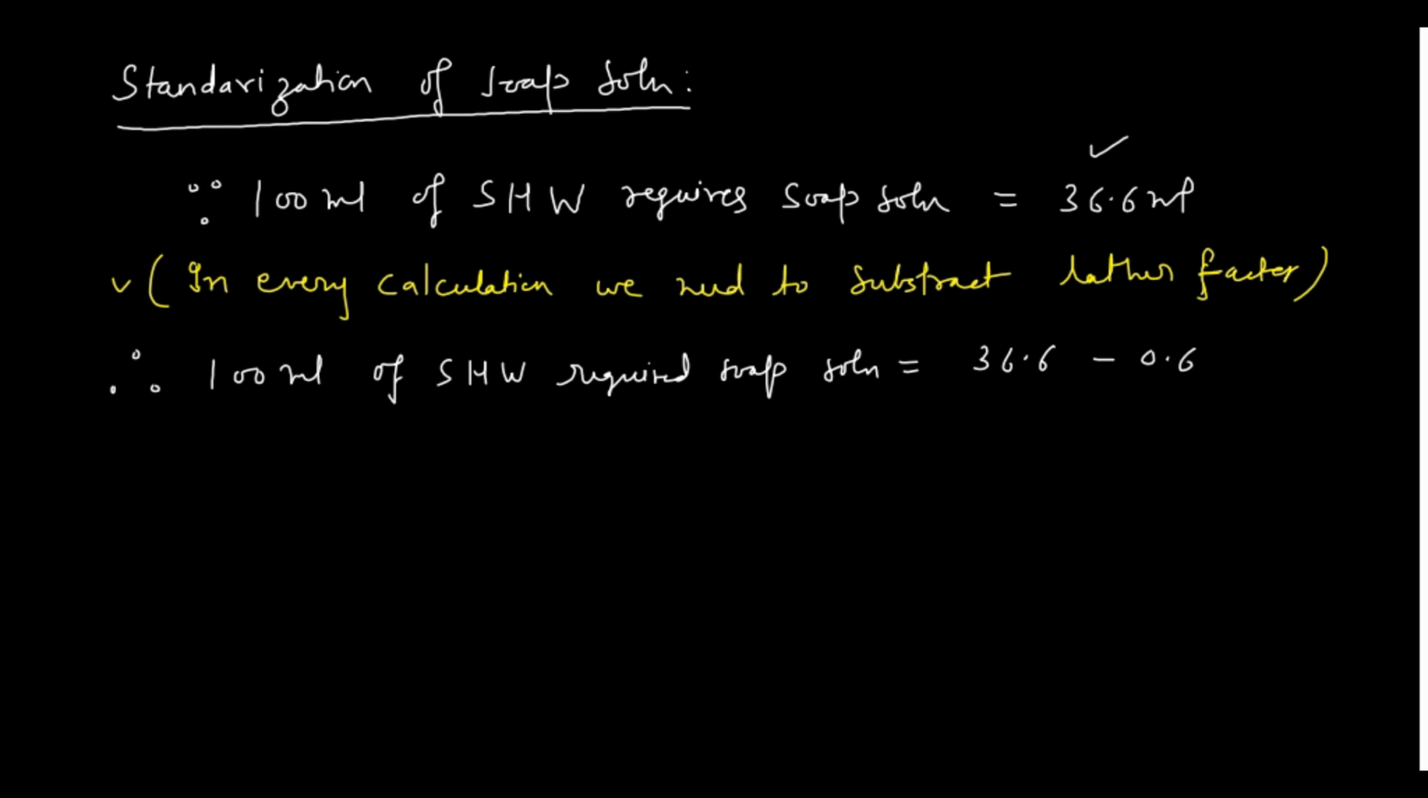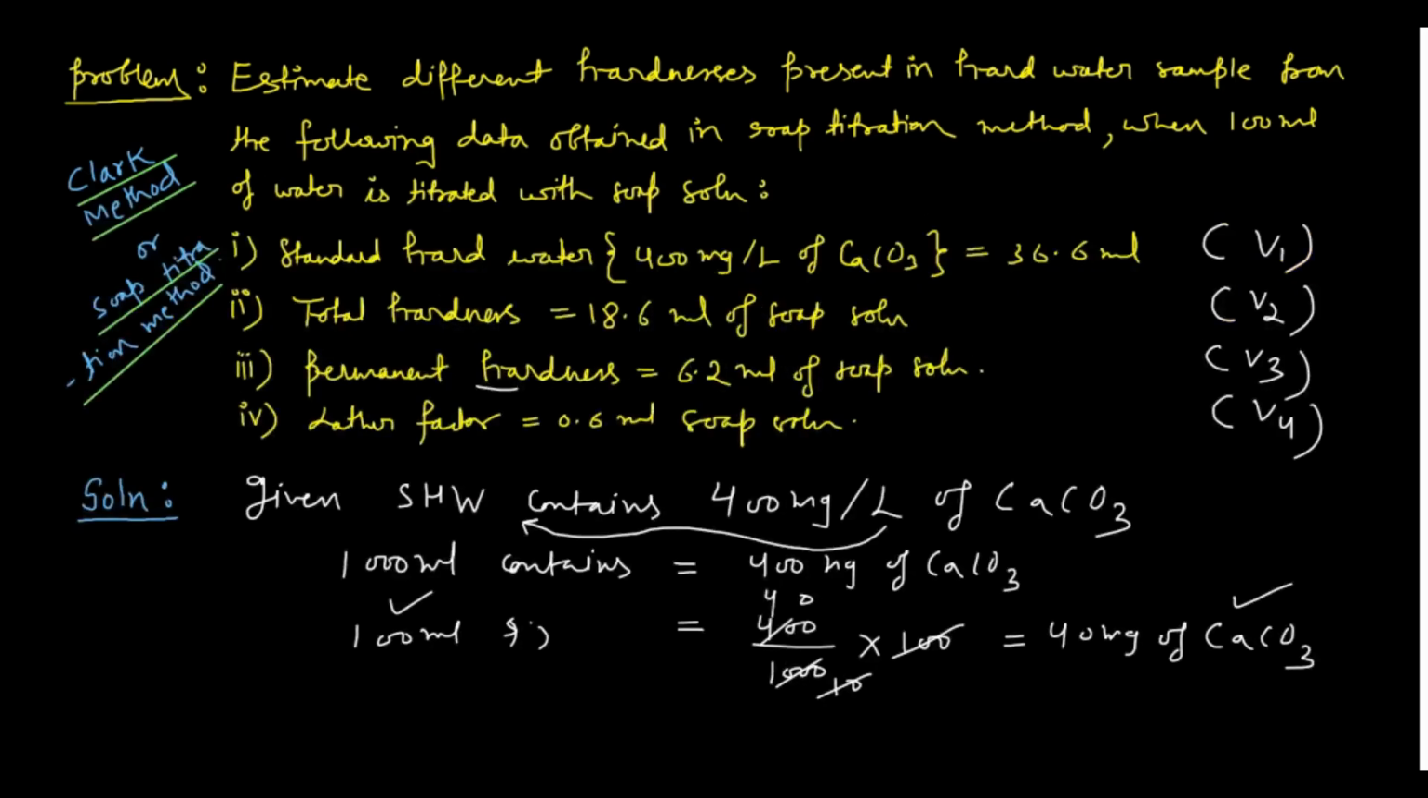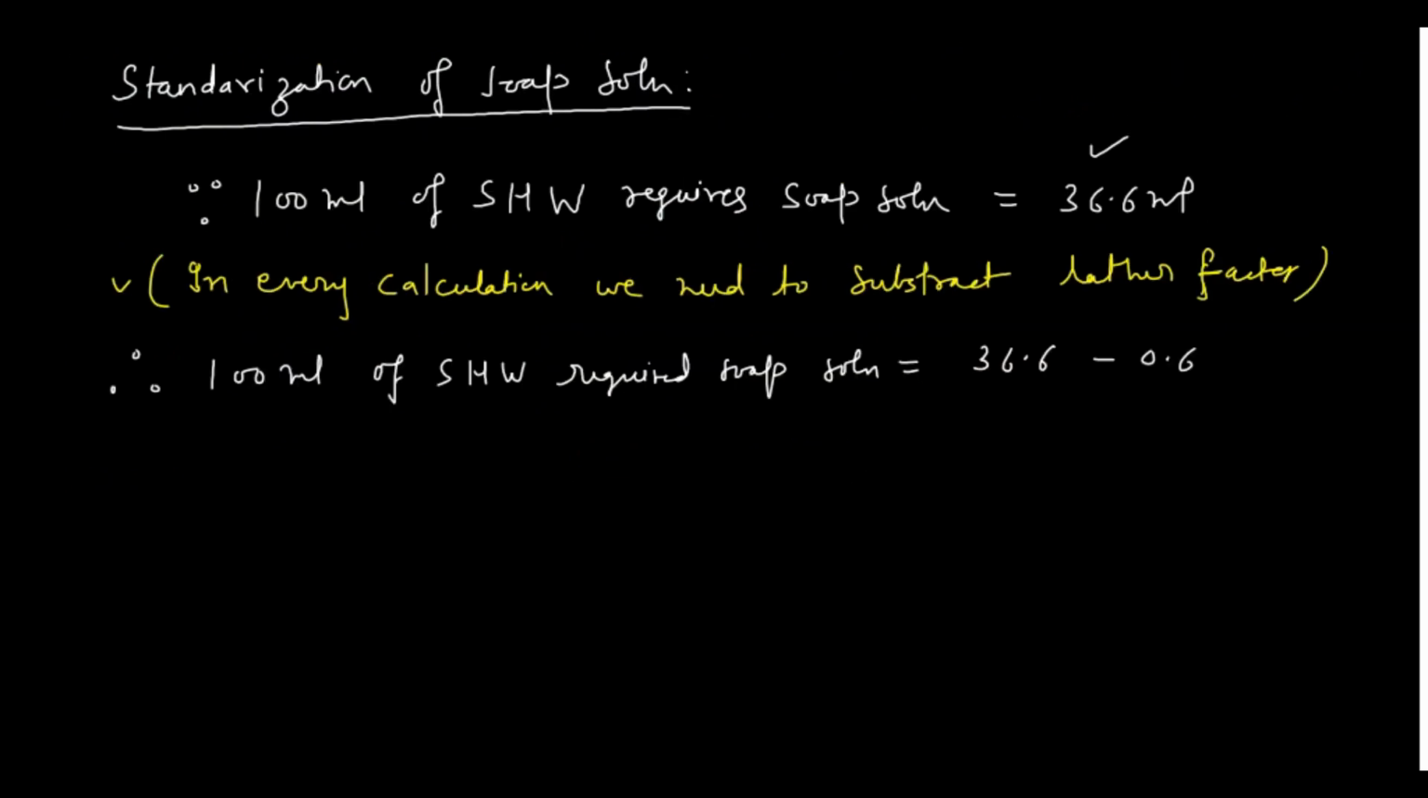If I go back and check the value of the lather factor, it is given here. Lather factor is how much? 0.6 ml of soap solution. That means distilled water requires 0.6 ml of the soap solution for the formation of the lather. So this is your lather factor, and this value we need to subtract in every calculation, or in every step involved in the calculation. Okay, so this will give you what? 36.0 ml of soap solution. I hope there is no problem in that.